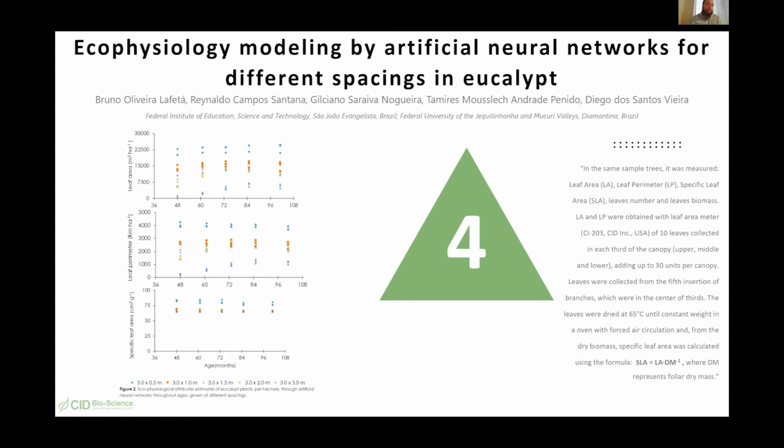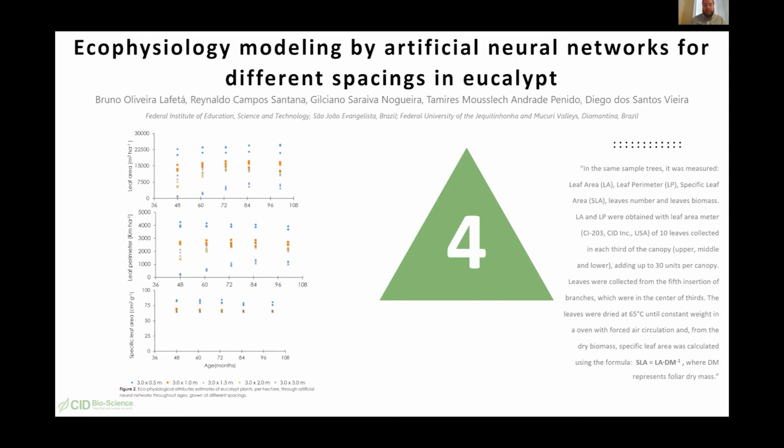So basically, what this is showing with these different colored dots on the left is all the different spacings that they investigated. All of these dots represent a different category of spacing between trees. And as you can see, the trees that are spaced closer together ended up having higher leaf perimeters and leaf areas, mostly due to competition, trying to fight for who's going to get the most light. And that number decreased.